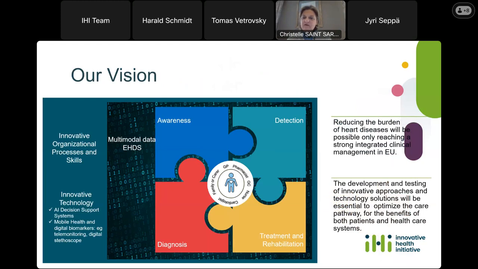We strongly believe that reducing the burden of heart disease will be possible only if we manage to reach a strong integrated clinical management of cardiovascular disease in Europe. It means that we need to defragment the different steps of the care pathway, and to put the patient at the center, and to put around the patient all the healthcare professionals, obviously the classic ones, from the GP to the general cardiologist, the surgeons, and the interventional cardiologist, but also the pharmacist, the nurse, and the family and carers. This integration should go with a complete integration of multimodal data. Also, to develop innovative organizational processes and obviously embark innovative technology.